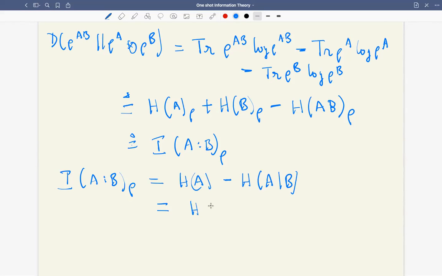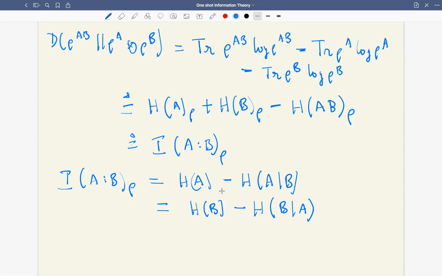Same as HB minus H of B given A. So both these expressions come from here. The same thing that's written in two different ways. So all these expressions are there, but the worrisome part is, what do we know? We know that this quantity could actually be negative. The conditional entropy could be negative, and then this thing can look weird.